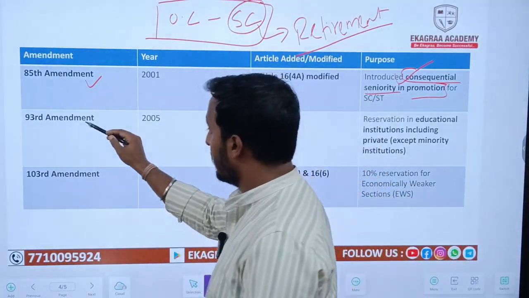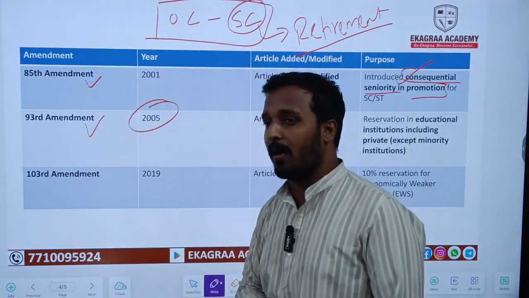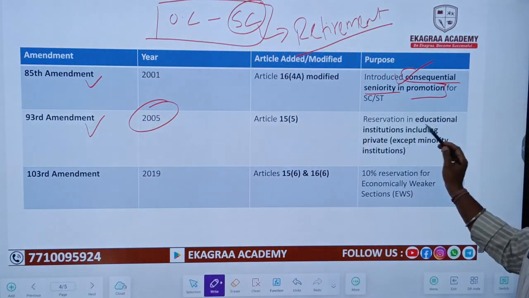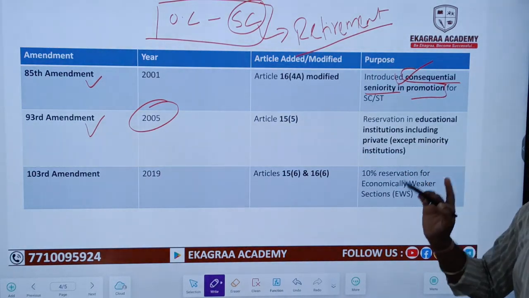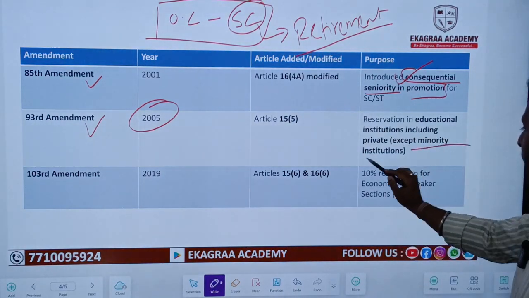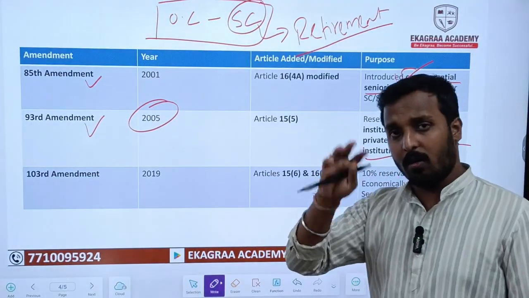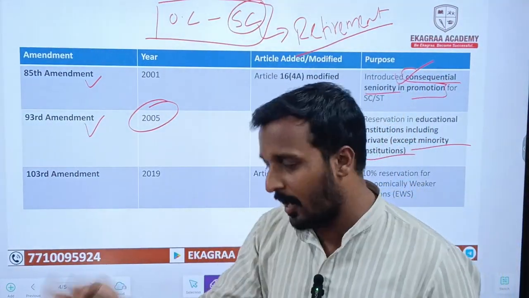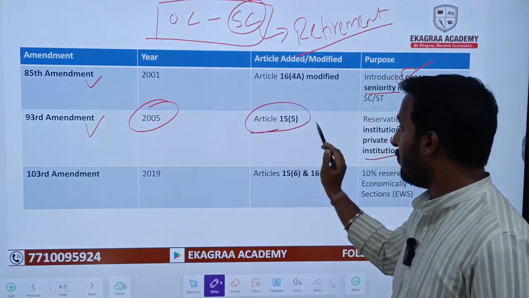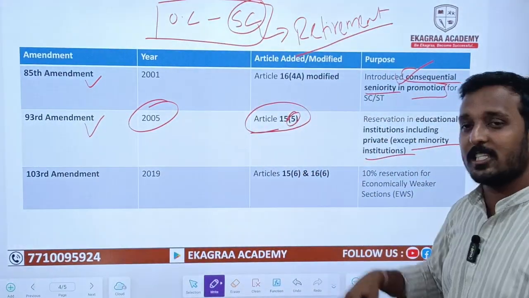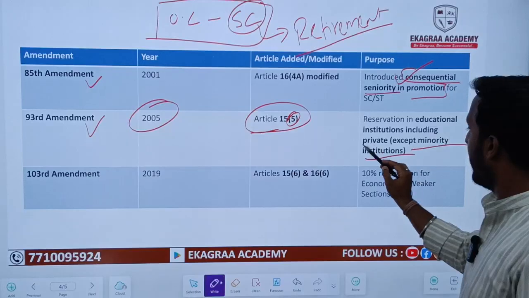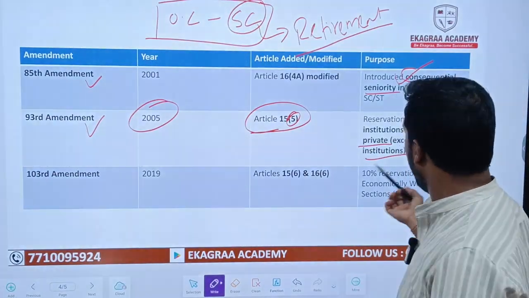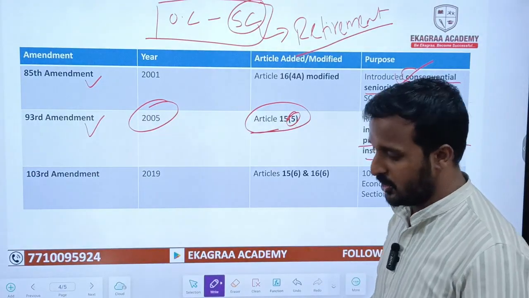After it, the 93rd Amendment Act, again a landmark one in 2005, because it gave reservation in private educational institutions excepting minority institutions. Before that, government colleges and institutions had the obligation, but after Article 15 clause 5 was added, it became mandatory even for private educational institutions, but not for minority educational institutions.